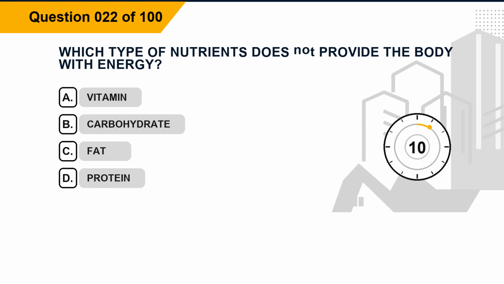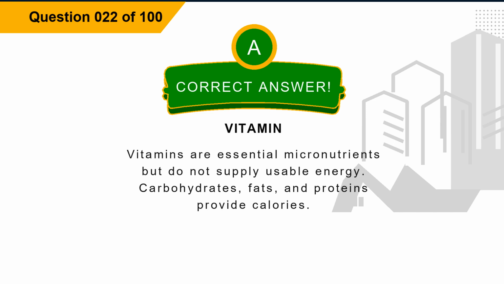Question 22. Which type of nutrients does not provide the body with energy? Option A, vitamin. Option B, carbohydrate. Option C, fat. Option D, protein. The correct answer is option A, vitamin. Explanation. Vitamins are essential micronutrients but do not supply usable energy. Carbohydrates, fats, and proteins provide calories.